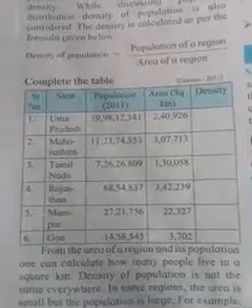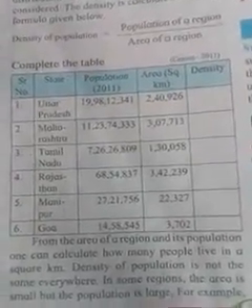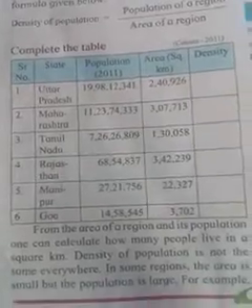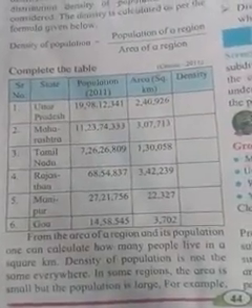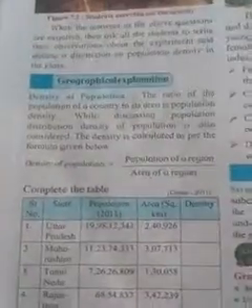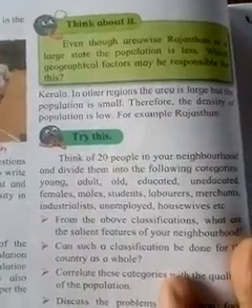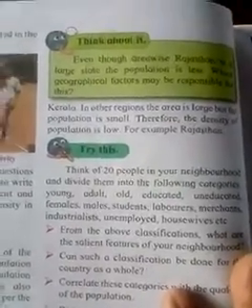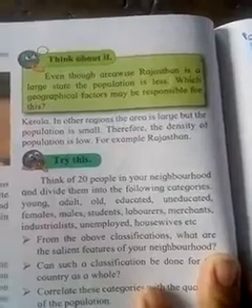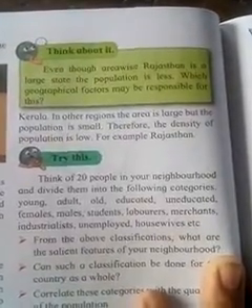That means in this case the density of population is not the same? No, it is different in different places. In some regions the area is small but the population is larger, for example Kerala. In other regions the area is larger but the population is small, so the density of population is also low.